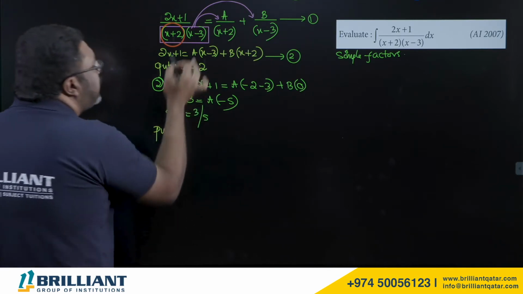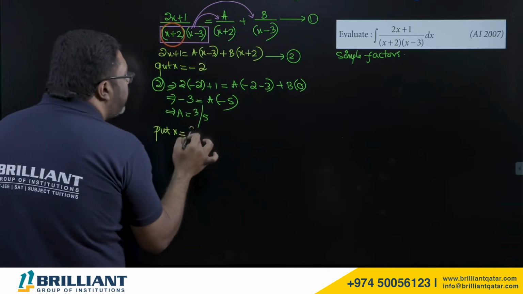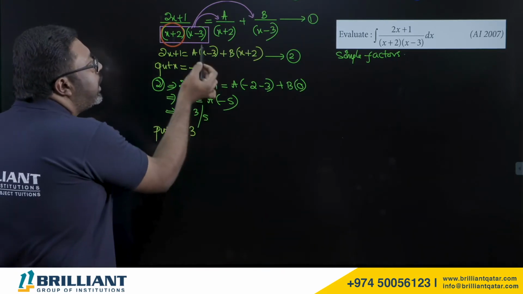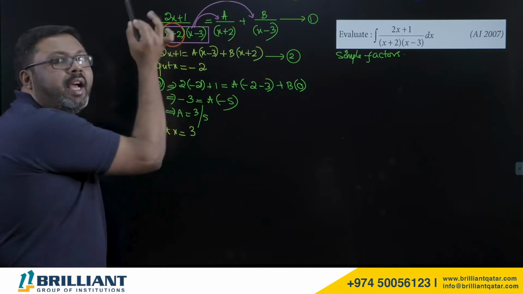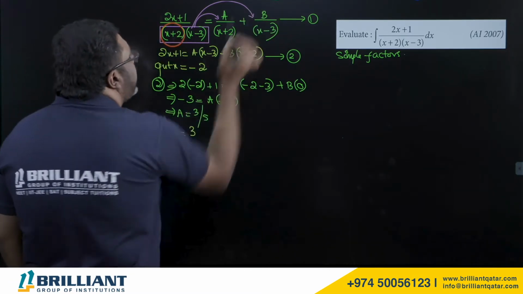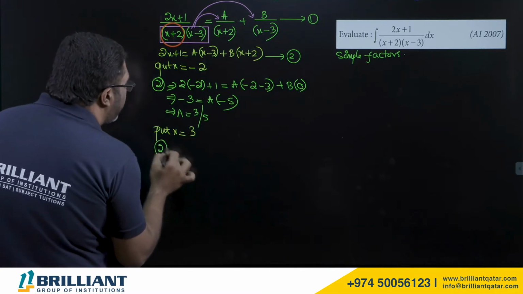Okay, the next factor is x minus 3. We have to put x is equal to 3. Then if I put x is equal to 3, what happens to equation number 2?